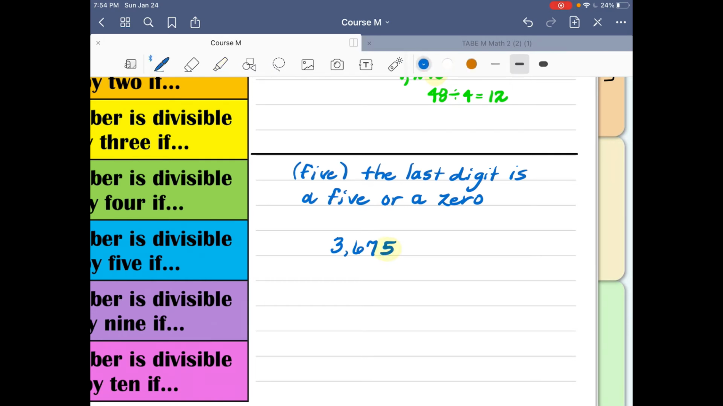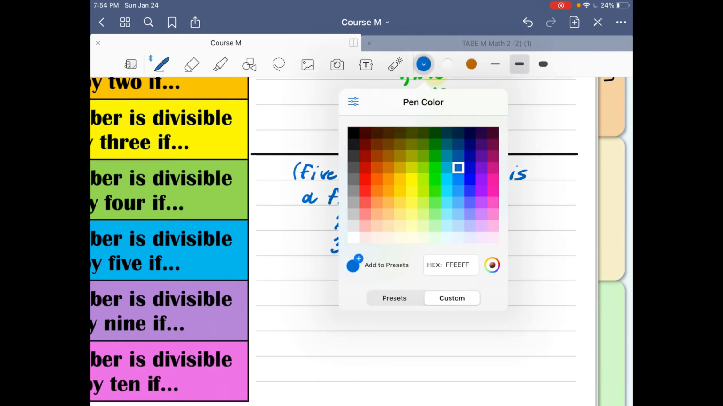Or 2,790, that one ends in a 0. So if it ends in a 0 or a 5, you can divide the entire number by 5.